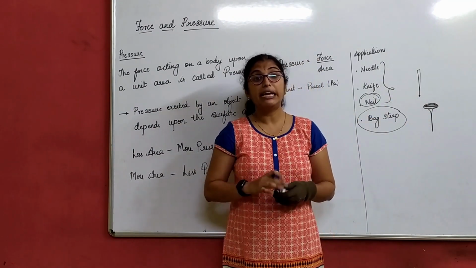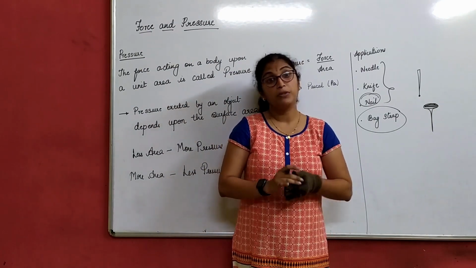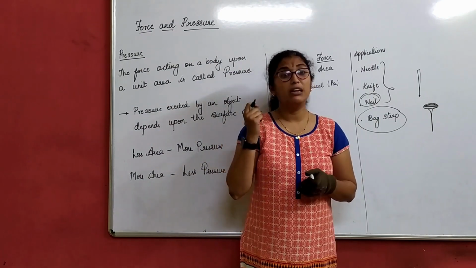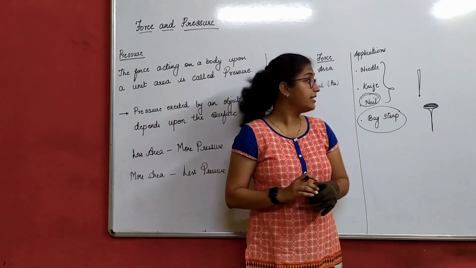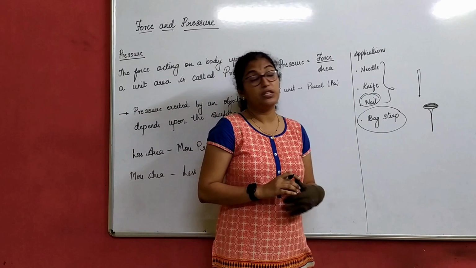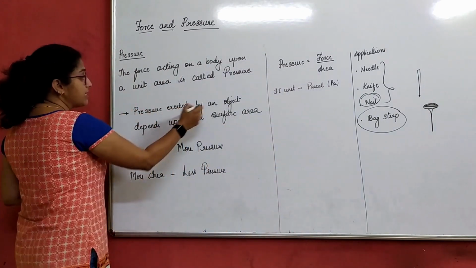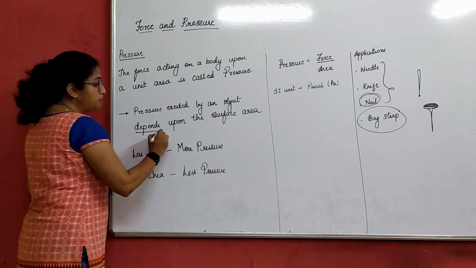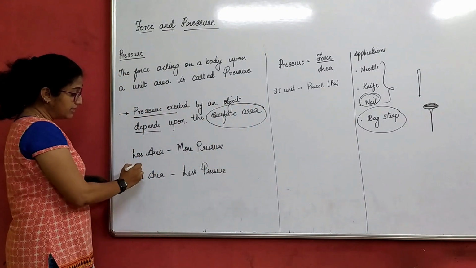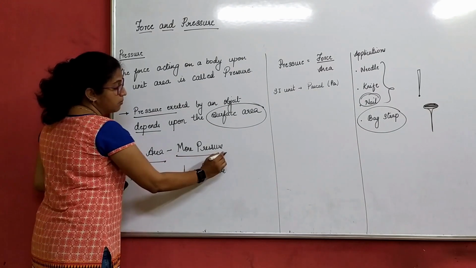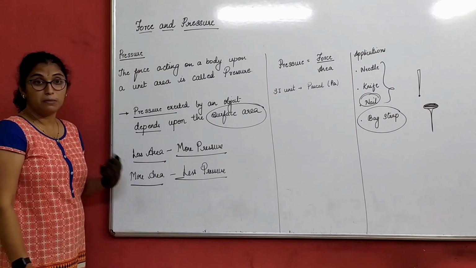So here I can tell that area and pressure are inversely proportional to each other. The more the area, the lesser the pressure. The lesser the area, the more the pressure, right? We'll come back to these applications later. So I have written a few things here. Pressure exerted by an object depends upon the surface area, right? So the lesser the area, the more the pressure. The more the area, the lesser the pressure.